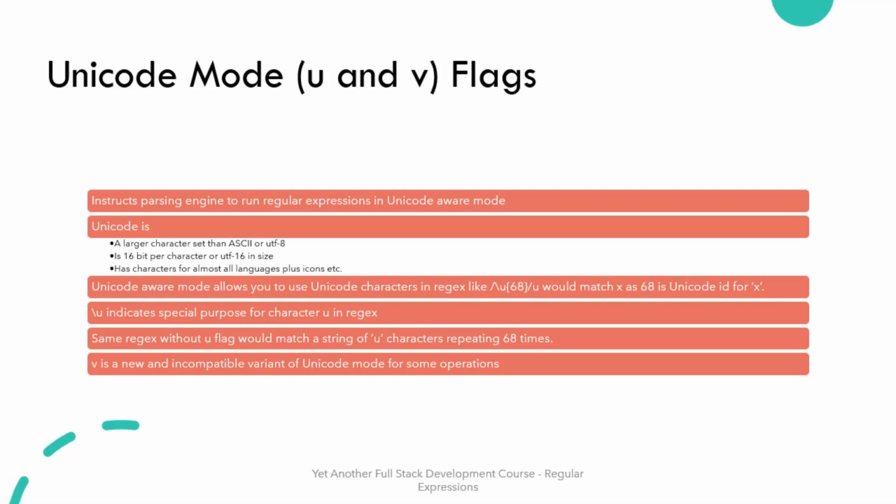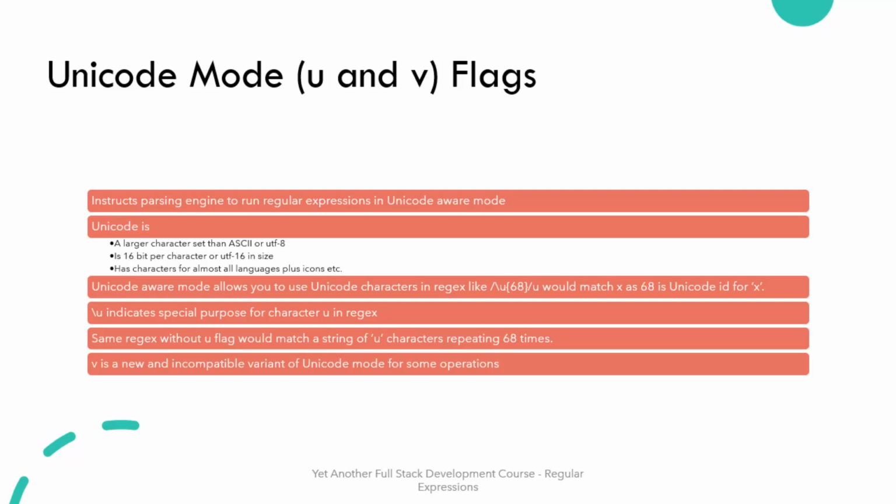Right, next up are Unicode mode U and V flags, which instruct the regular expression parsing engine to run regular expressions in Unicode aware mode. In case the word Unicode is new to you, the standard ASCII or UTF-8 character set accommodates only English alphabets, numbers, and a handful of other characters. While Unicode is a UTF-16, that is 16-bit or double in size character set, and contains characters from almost all languages and a huge range of other characters and even emojis and icons.